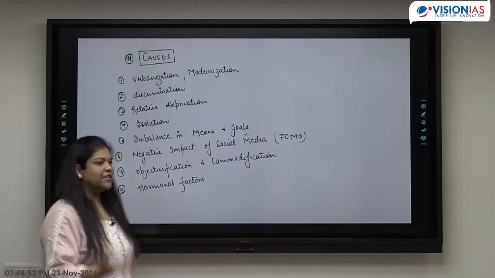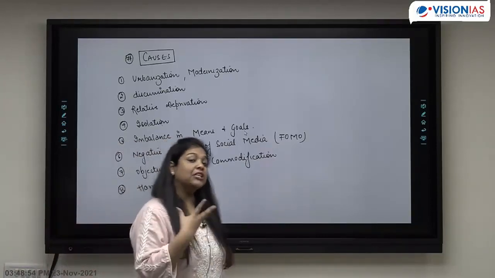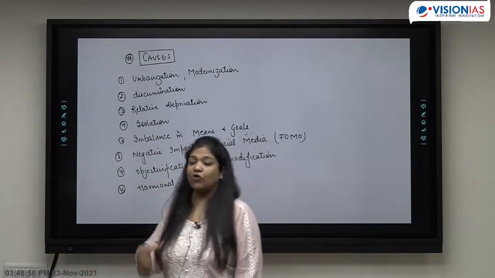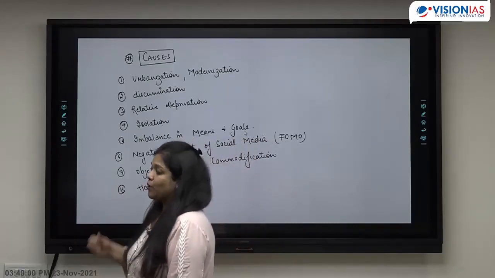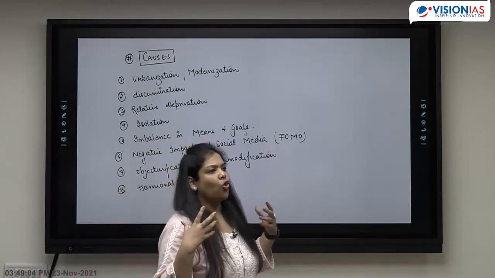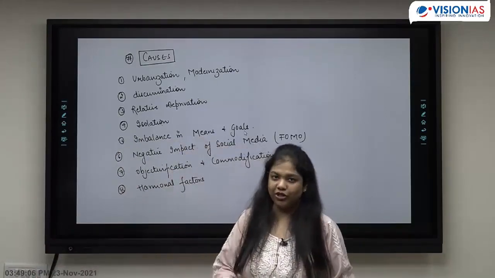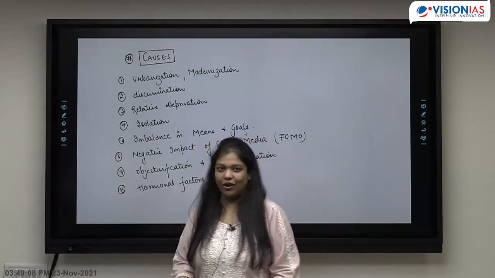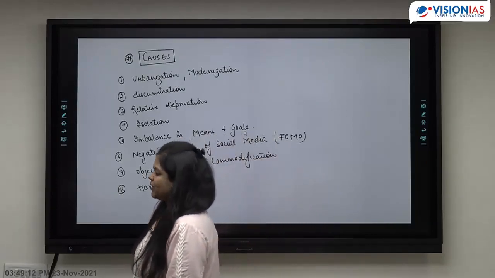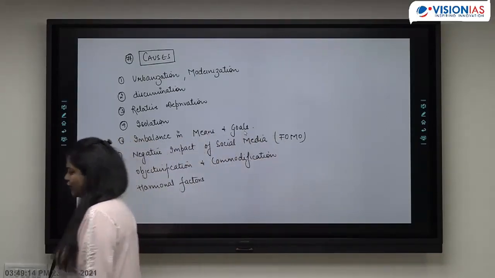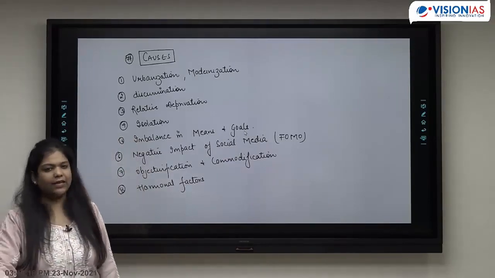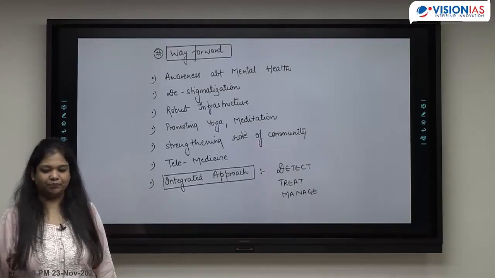Then because of the disintegration of joint families and increased nuclearization of families, there is lack of social support, lack of emotional support, the problem of social isolation. Because of social media, we are so obsessed with living in the virtual world that we do not have real friends, or the family is not together with us. Then objectification and commodification also result in various forms of mental illness. Then it can also be biological factors.